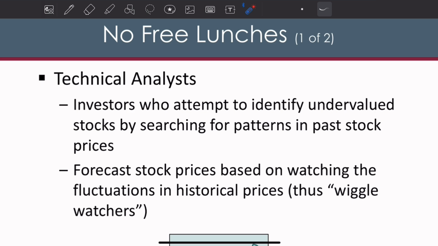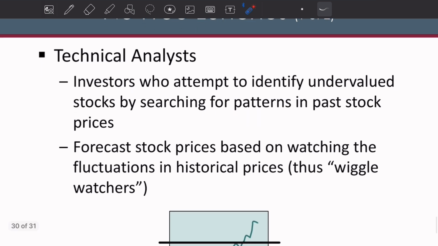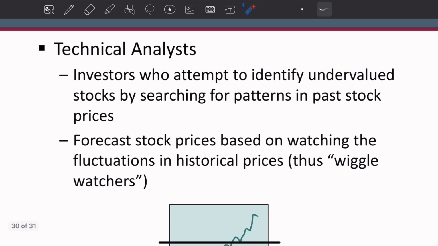Well, a technical analyst is an investor who attempts to identify undervalued stocks by searching for patterns in the past stock prices. Okay? They forecast stock prices based on watching the fluctuations in historical prices. Okay? They call them wiggle watchers. So, put in simple terms, technical analysts only use the stock charts to determine whether they want to buy a certain stock or not. Okay? They simply base their analysis on the historical movements of the stock price.